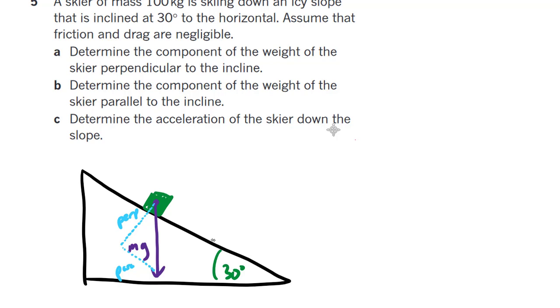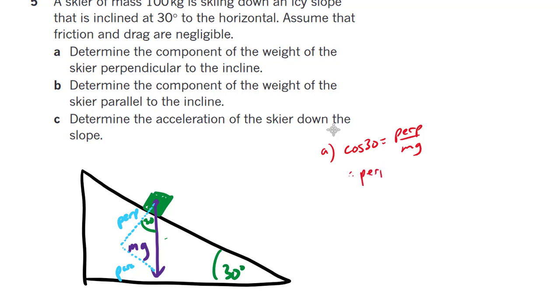This is 30 degrees and it comes across, it cuts in, and that would make this angle here three similar triangles. Since this one's going to be 60, this one therefore must be 30 degrees here. So if I were to do it that way, I can answer A by saying that I'll do the perpendicular one first. Okay, so perpendicular is going to be the adjacent over hypotenuse. Cos of 30 is going to be equal to perpendicular component divided by mg.